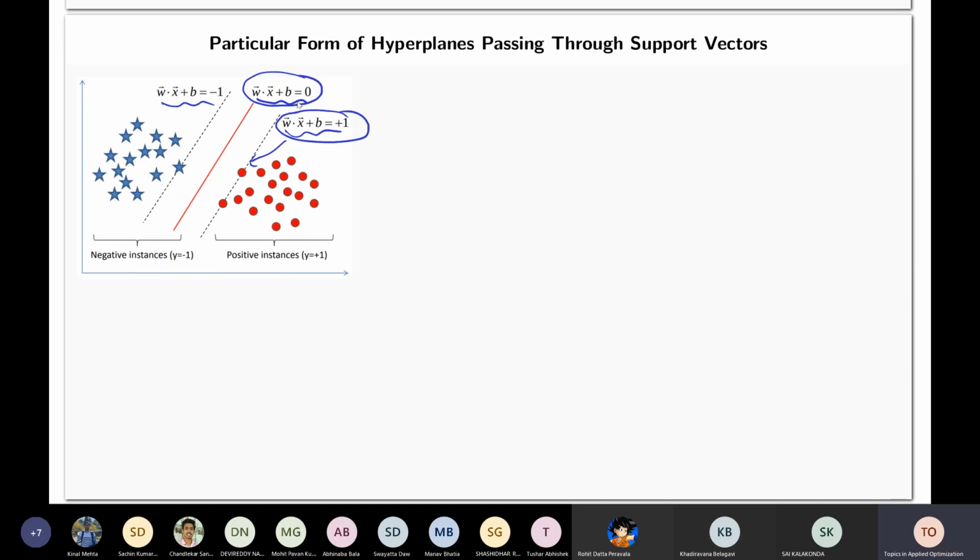This is the general form of the hyperplane where I'm supposed to find W and B. But why did I assume this as the hyperplane that is passing through the support vector of the other class? What is the guarantee that it has this form? And what is the guarantee that this dotted hyperplane has this form? This may not be intuitive to you right now, because how do I know? This is -1 and this is +1.